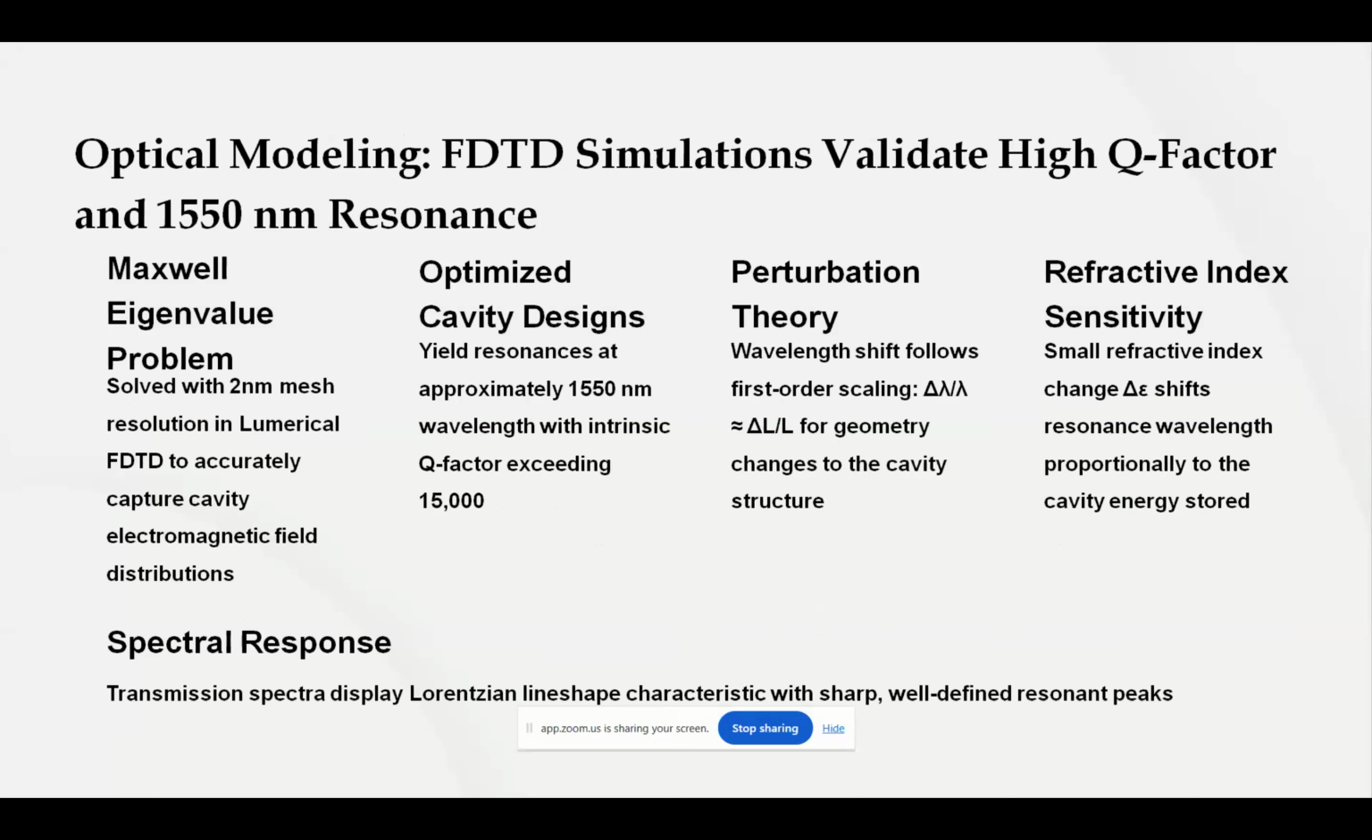In the next slide, this shows the optical modeling using the FDTD simulation. FDTD means finite difference time domain. Maxwell equations are solved to analyze light behavior in the nanocavity. The design achieves resonance around 1550 nanometers with a Q factor above 15,000. The spectral response shows a sharp Lorentzian peak indicating strong confinement.